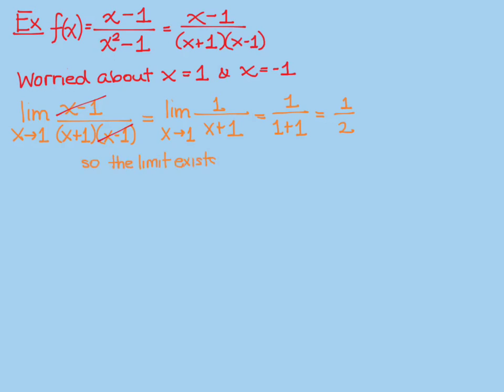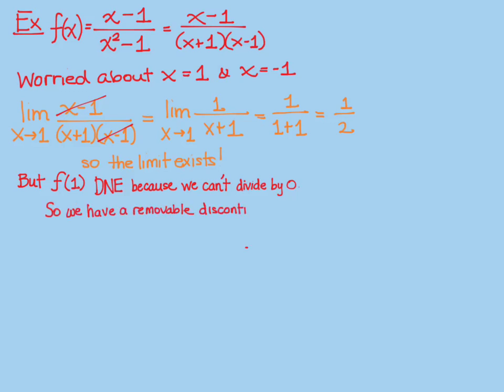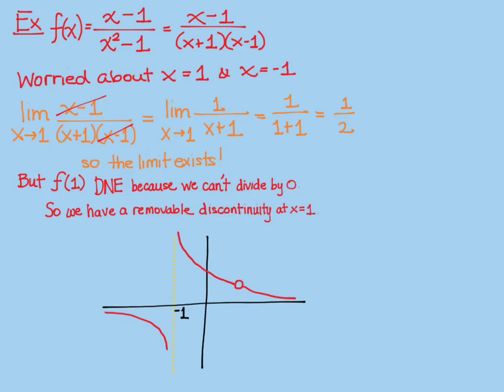So the limit does exist, it goes to 1/2, but f of 1 does not exist because if we tried to plug in x equals 1, we would have the denominator equaling 0 and the world would explode. So we have a removable discontinuity at x equals 1. The graph of the function looks something like this. Notice that as x goes to 1, the limit is going to 1/2, but at x equals 1 we have a hole, and that's how we know we have a removable discontinuity.